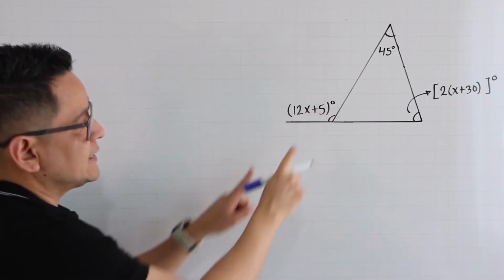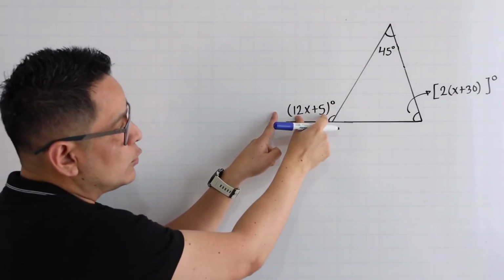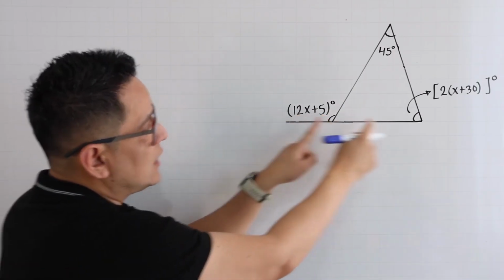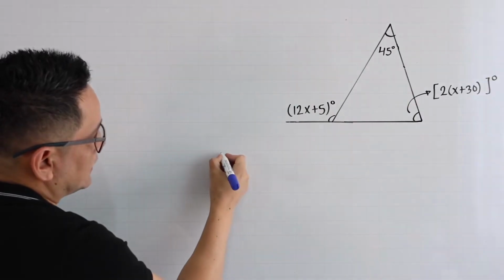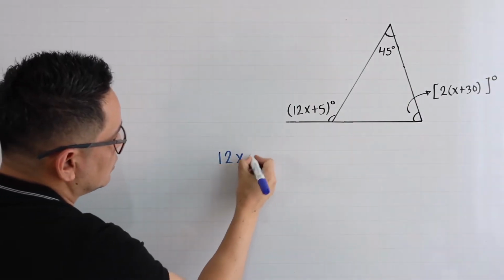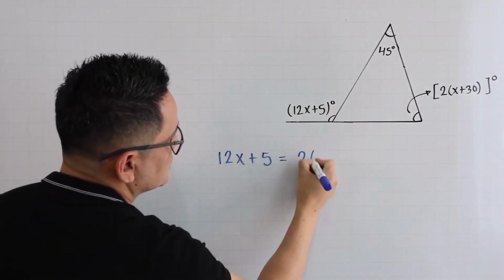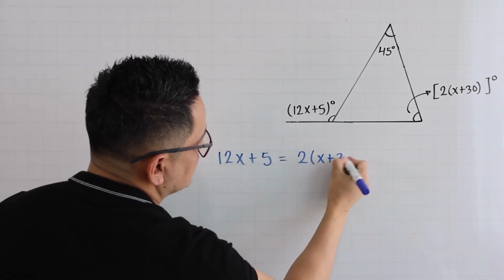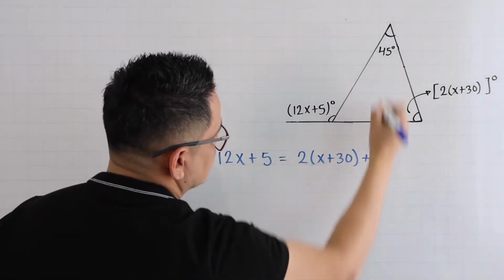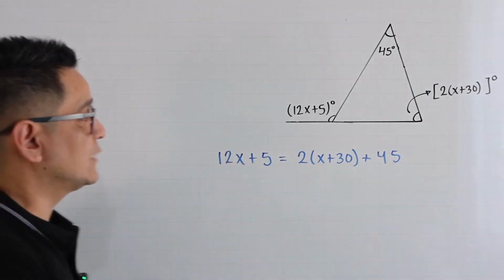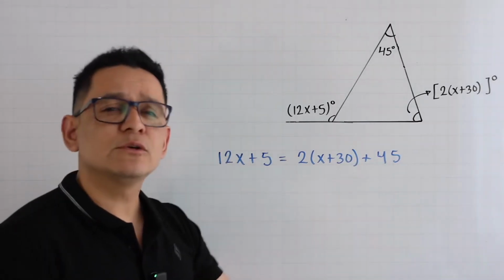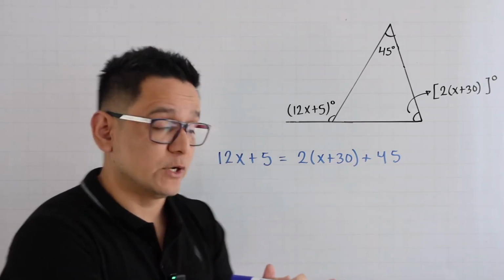So, what should I do? Well, I should state that this exterior angle has to be equal to the sum of these two interior angles. So I get 12x plus 5, which has to be equal to 2 times the quantity, x plus 30, and to this we're going to add 45. Now we're going to have to solve this equation. We're going to use degrees, and at the end, we'll put degrees on the answers, okay?